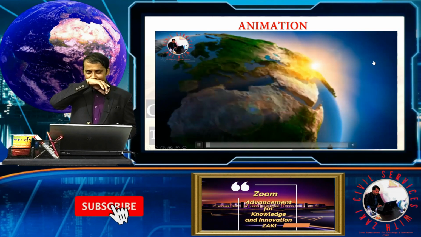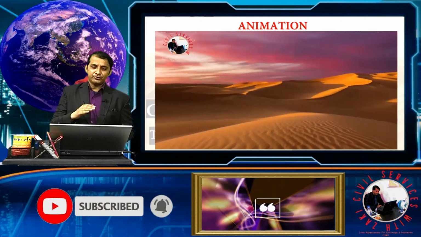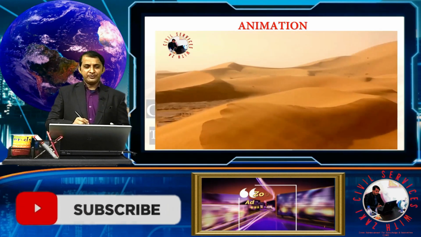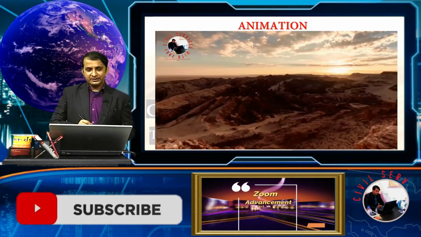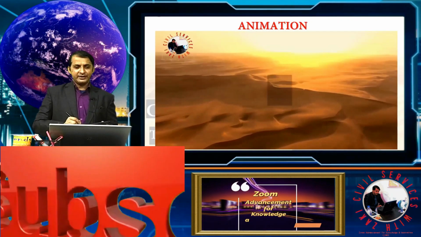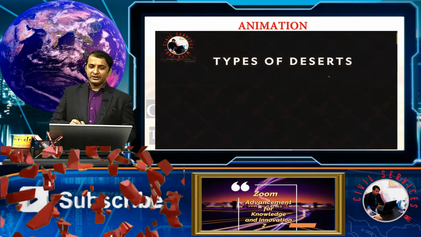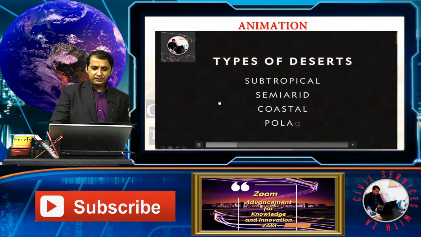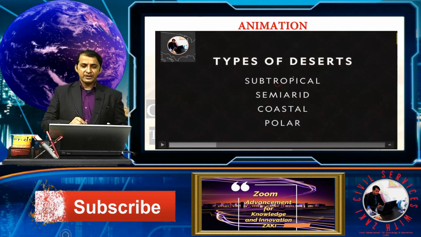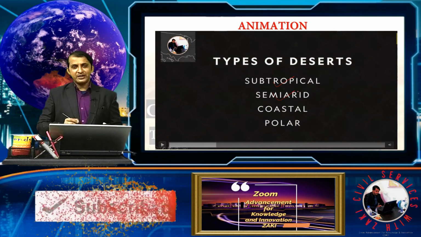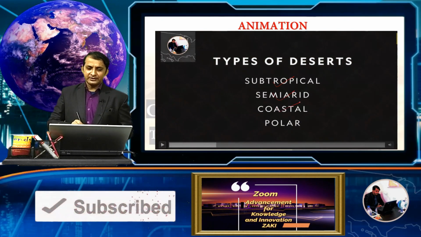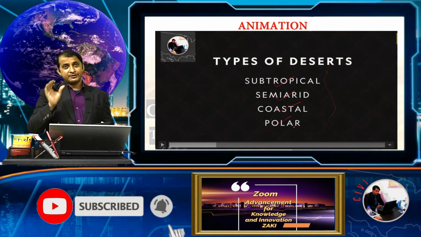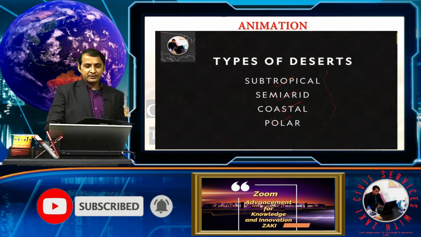So as you know, deserts are about 20 to 25% across the globe, meaning arid regions. It means hot desert, cold desert, and some other arid areas. So basically 4 types of desert are found across the globe. These are subtropical, semi-arid, which means steppe type climate, the coastal desert and the polar desert.